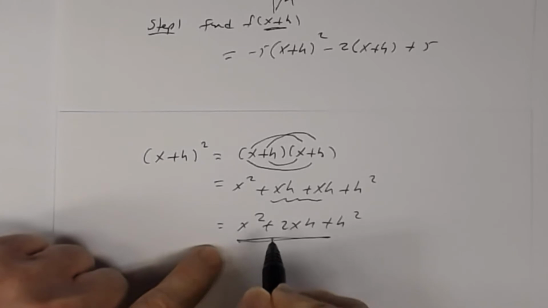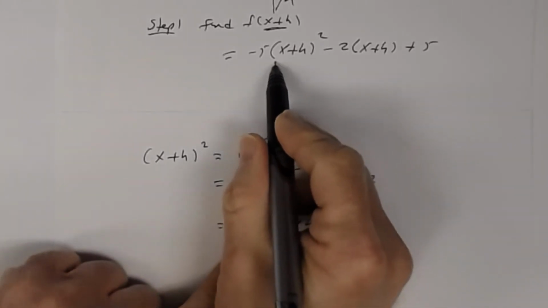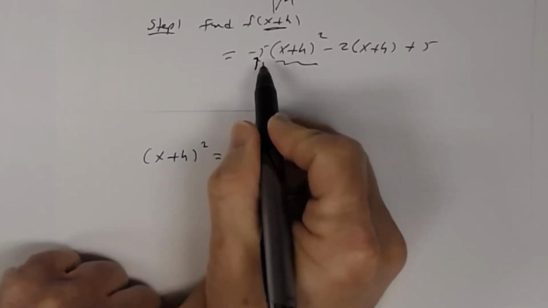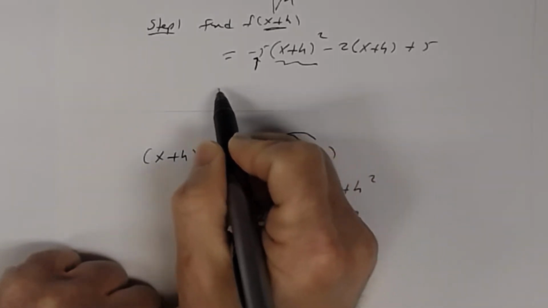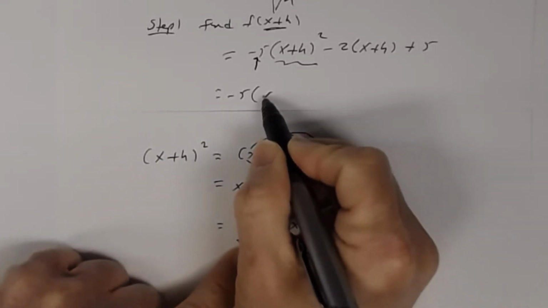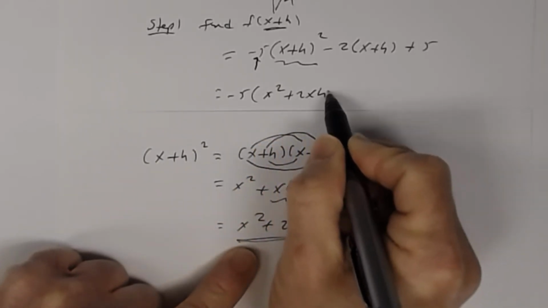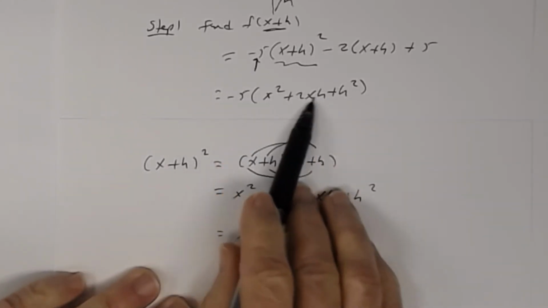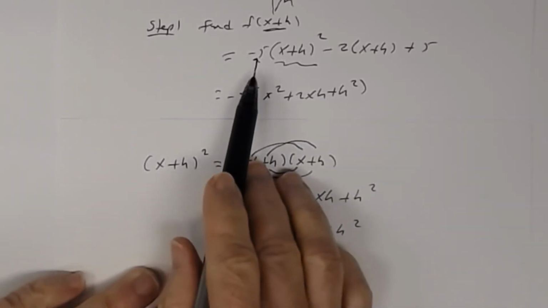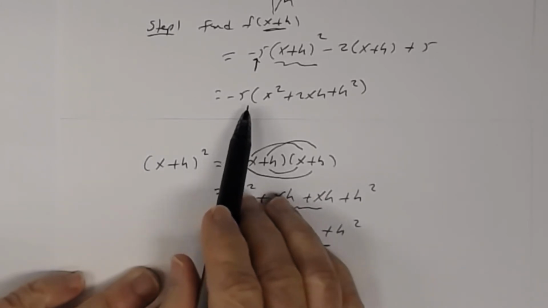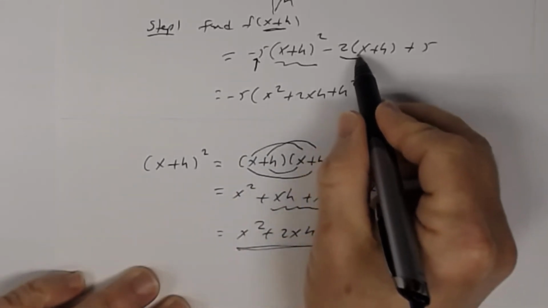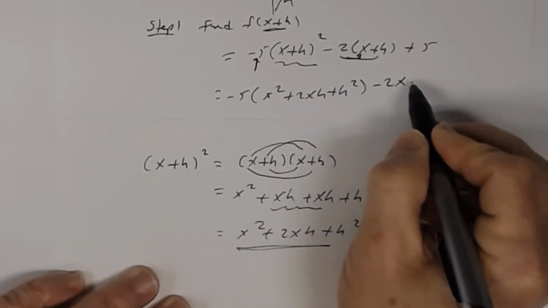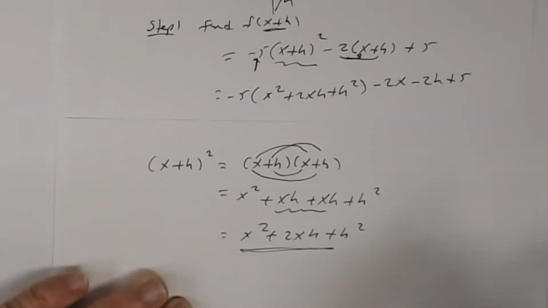So now what I'm going to do is take this right here and substitute it here. But don't forget, it's being multiplied by negative 5, so don't forget that negative 5. So I get negative 5 times x squared plus 2xh plus h squared. So this right here, we got from here. But don't forget, you multiply by negative 5. And then now what I'm going to do is distribute the negative 2 here because that's being raised to the first power. So I get minus 2x minus 2h plus 5.